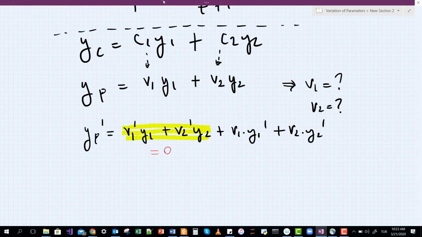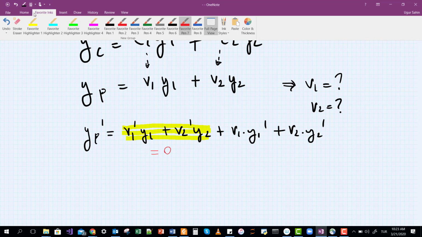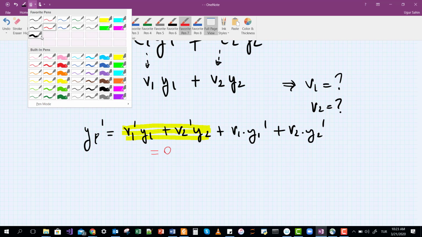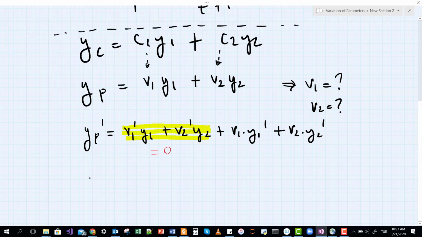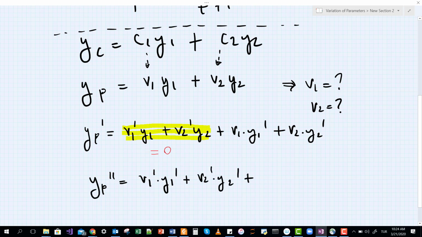Now I can go ahead and take the second derivative of my solution. If I take the second derivative of the terms left, it is going to be this way. Look at it, I'm going to apply the product rule again. And if I apply the product rule, I need to take the derivative of y1 prime, the second derivative, and then also y2 second prime.